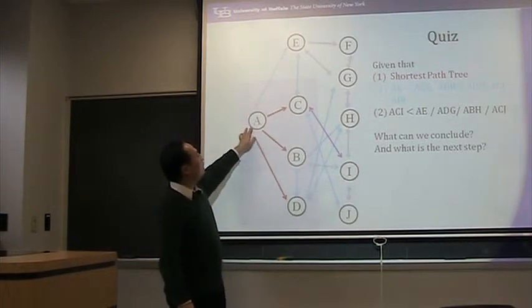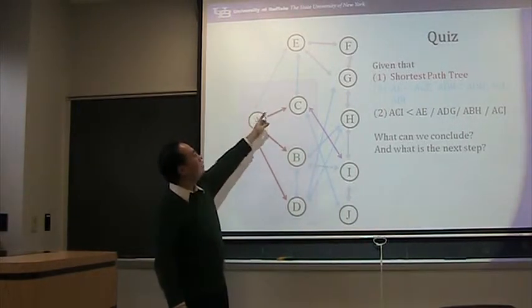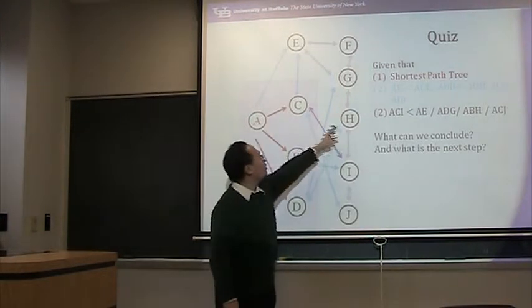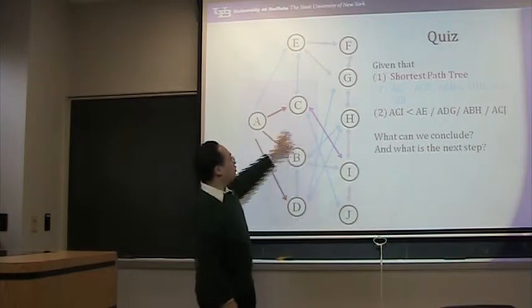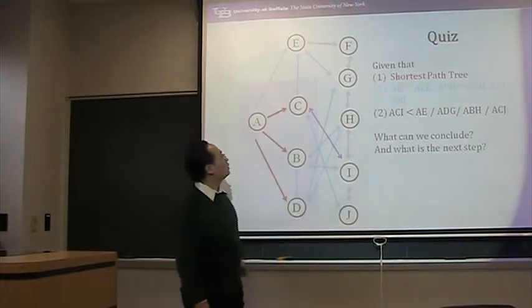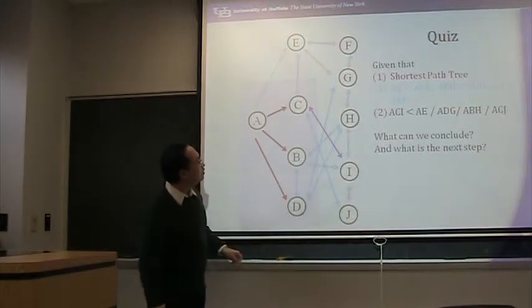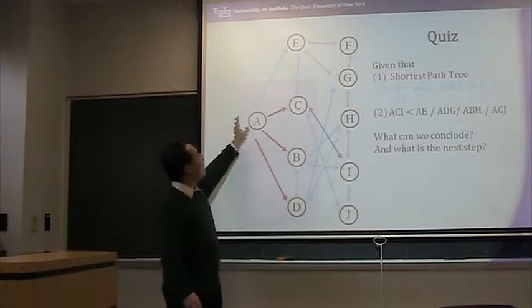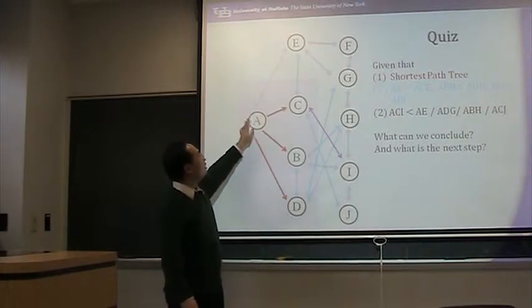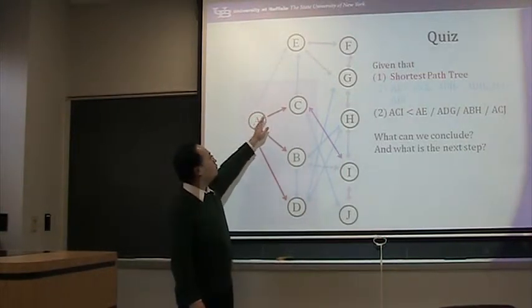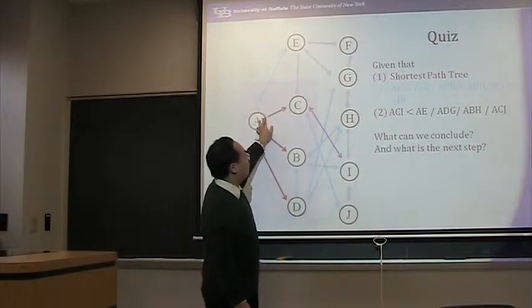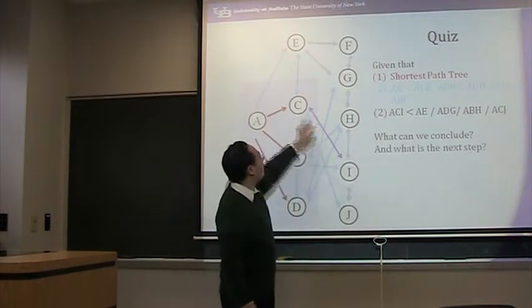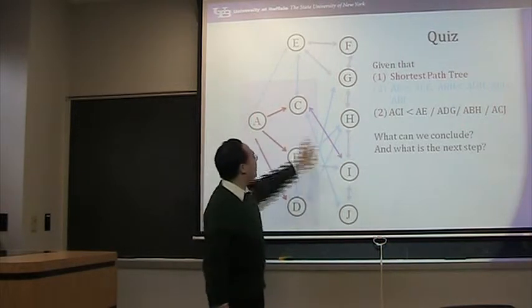So I have from A to E, A to F. F is not touched at this moment. A to E, we have A to H, we have A to I, we have A to J. Correct? Yes. So let me say that again. I have the distance from A to E by ACE, A to H by ABH, A to I by ACI, and A to J by ACJ.